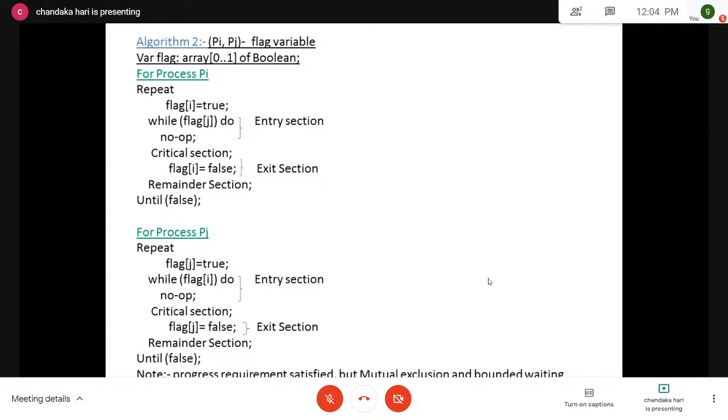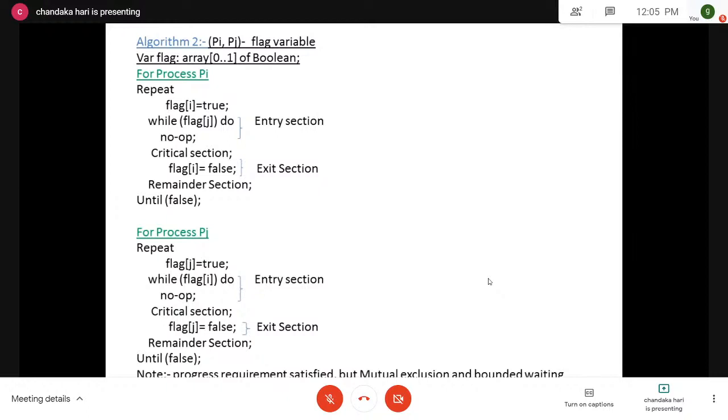So, flag i is equal to true. Then I'm checking whether flag j is already true or not. In case it is already true, I'm stuck. That implies if process Pj is already in its critical section, then process Pi is not allowed to continue. In a similar manner, here also, process Pj sets its flag to true. If process Pi's flag is already true, process Pj is not allowed. That implies the maximum number of processes that can be allowed to execute in the critical section is only one process at a time. So mutual exclusion is satisfied.